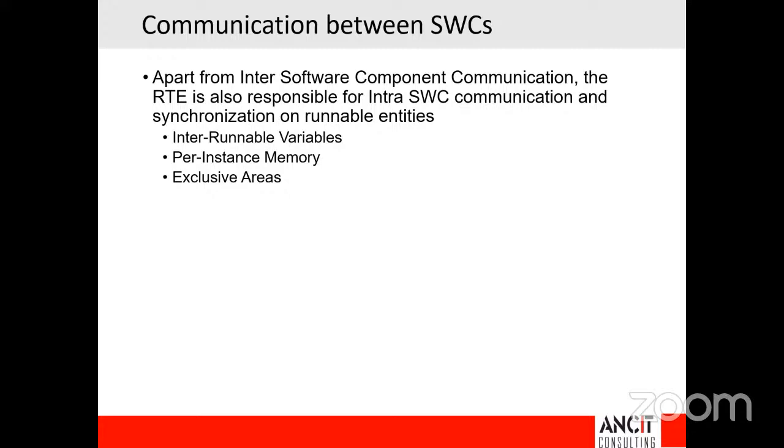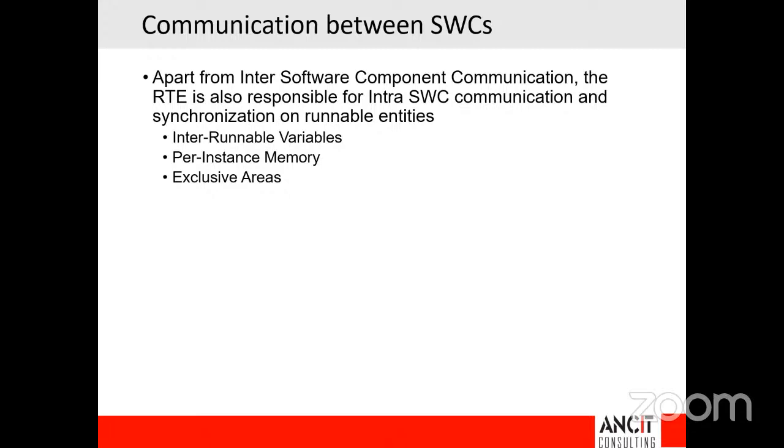Okay, for example, which runnable has to be executed at what time, all those synchronizations have to be done by the RTE only. Okay, so to support this, RTE supports three major parameters. They are called inter-runnable variables, per instance memory, and there is also something called an exclusive area. So what are these three items?